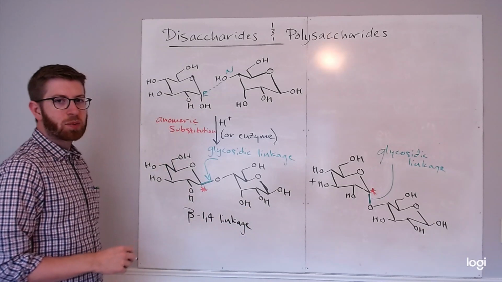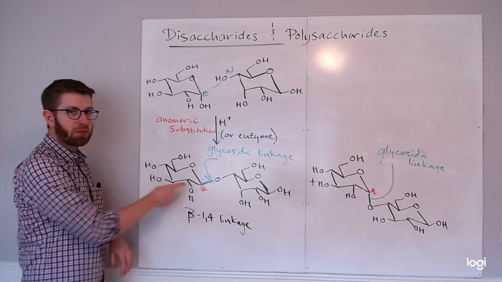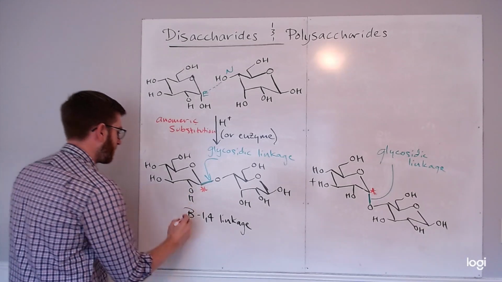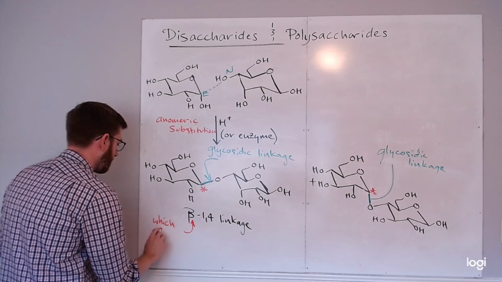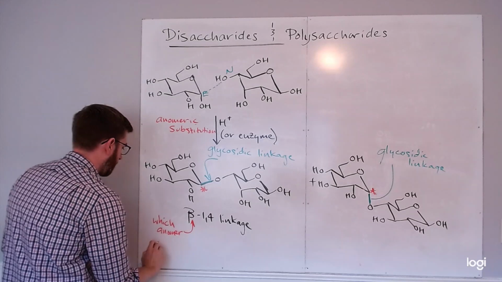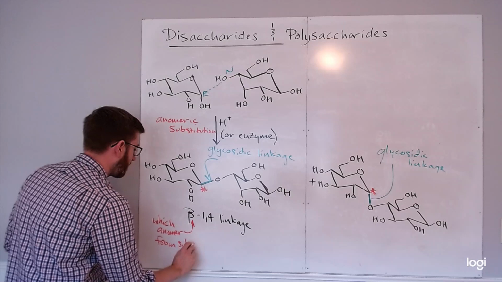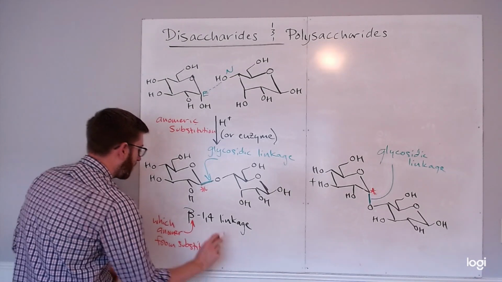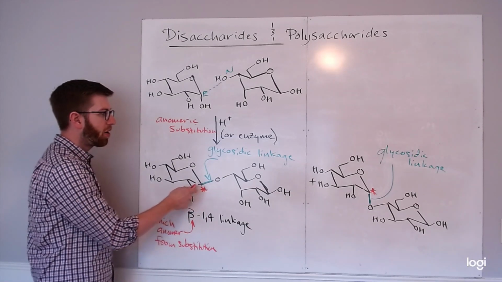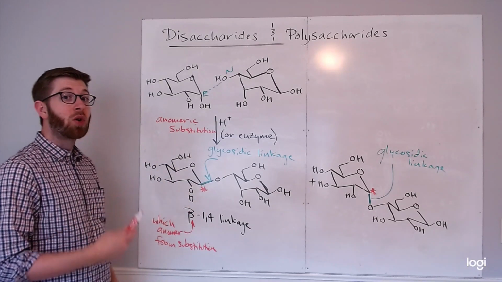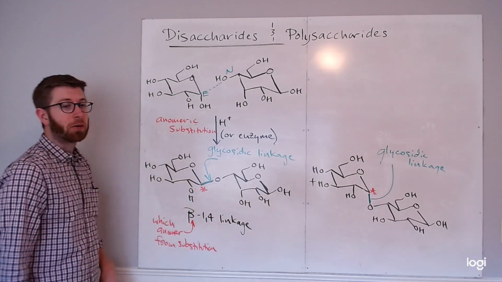And the language tells me a few things. The beta tells me about the configuration of the anomeric position. So this is which anomer we get from our anomeric substitution. So that specifically means that I need to be worried about the anomeric carbon that is a part of the glycosidic linkage. I will ignore, for this language, the other anomeric position that's present in the molecule.